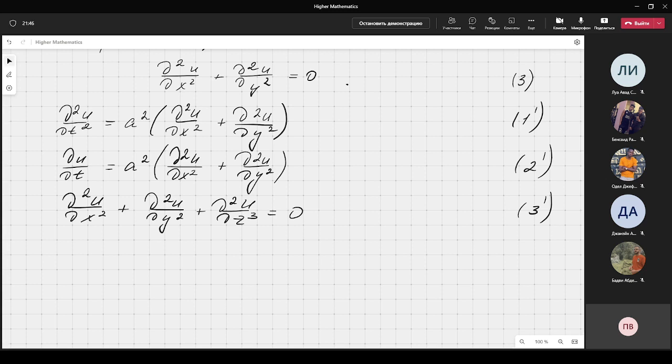Next, subtitle: derivation of the equations of oscillations of a string, formulation of the boundary value problem, derivation of equations of electric oscillation in wires.